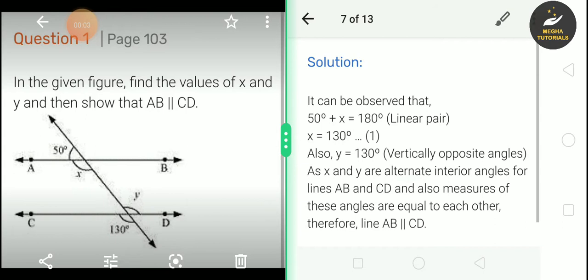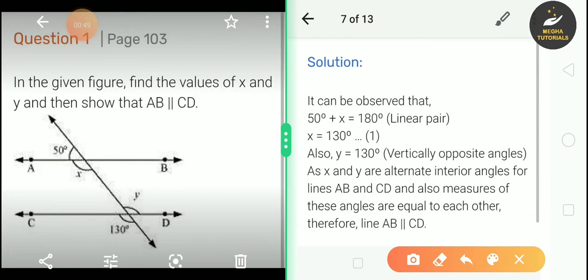Class 9 CBSE Chapter 6 Exercise 6.2 Question 1. In the given figure, find the values of x and y and then show that AB is parallel to CD. So please find the solution on the right side.